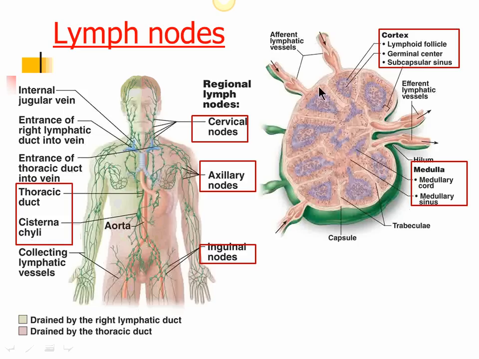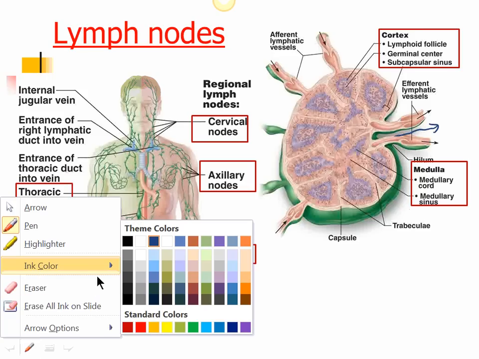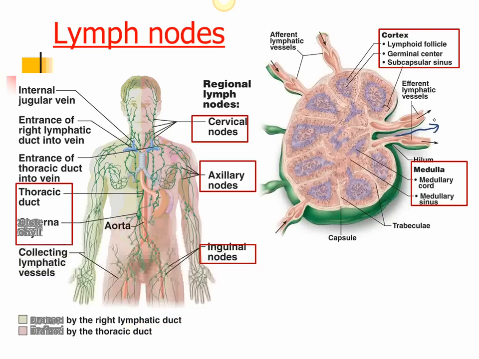Also, if you notice the shape of the lymph node, it's kind of bean-shaped or kidney-shaped. So there is this convex area, and this concave, indented portion is known as the hilum, where you have these efferent lymph vessels, and you also have blood vessels. So you have veins which come out, and you'll have arteries going in which will supply it.